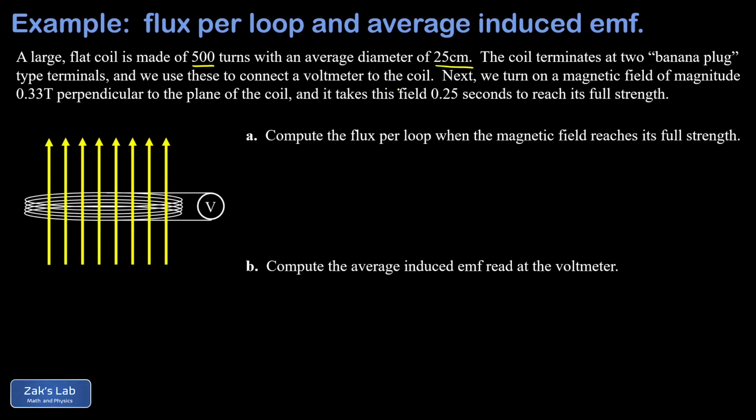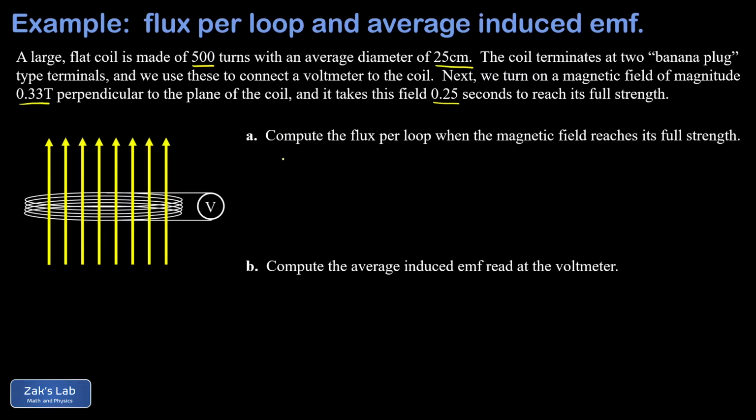Then we turn on a magnetic field with a strength of 0.33 Tesla. And that's perpendicular to the plane of the coil, and it takes a quarter of a second, or 0.25 seconds, to reach its full strength. In part A, we want to get the flux per loop when the magnetic field reaches its full strength.